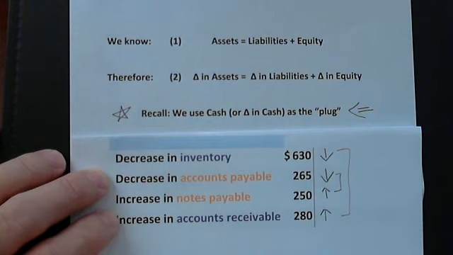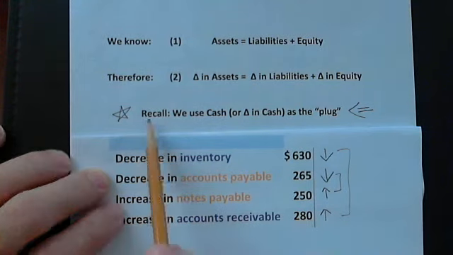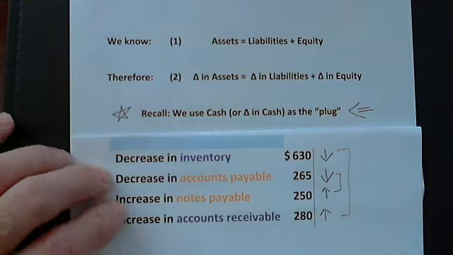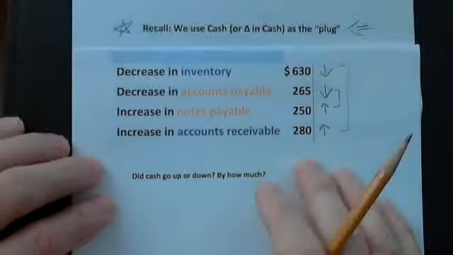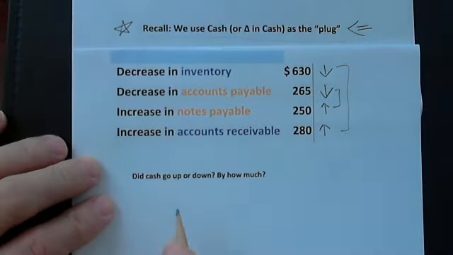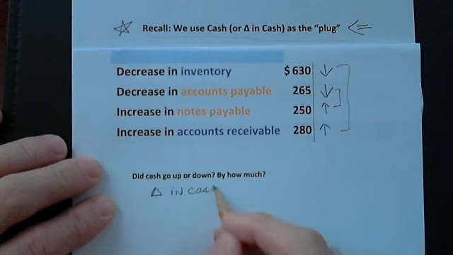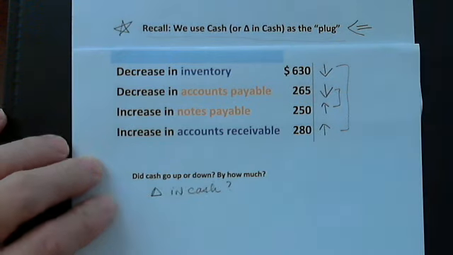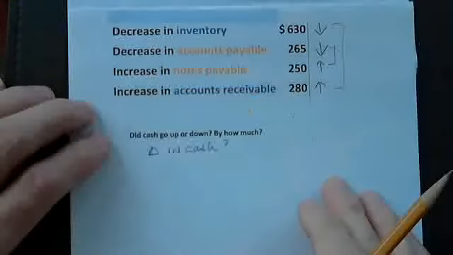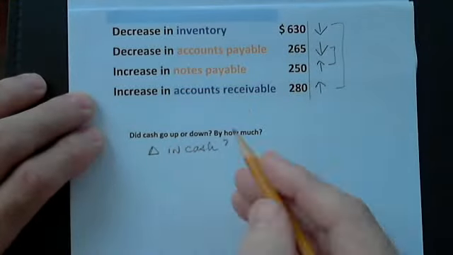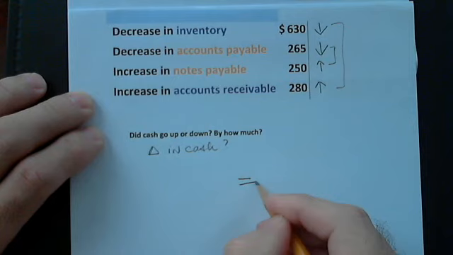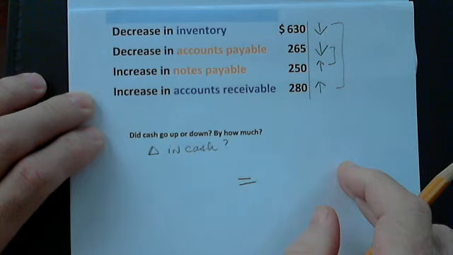Okay, so now an important recollection here is we use cash, or the change in cash, as the plug. So if we're trying to figure out what is the change in cash, did cash go up or down, that's asking what is the change in cash. Okay, so in this example, if we split assets on one side and liabilities and equity on the other, and again, we have no equity account changes here.